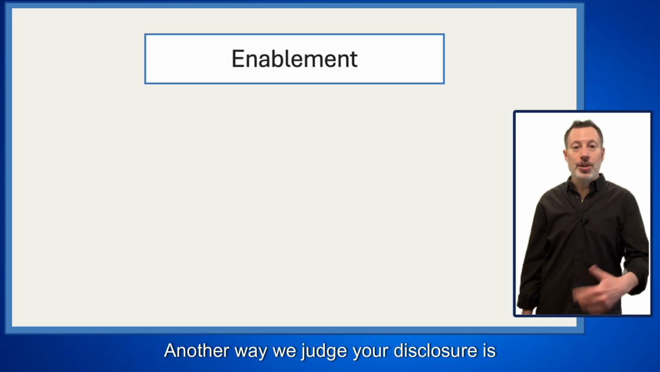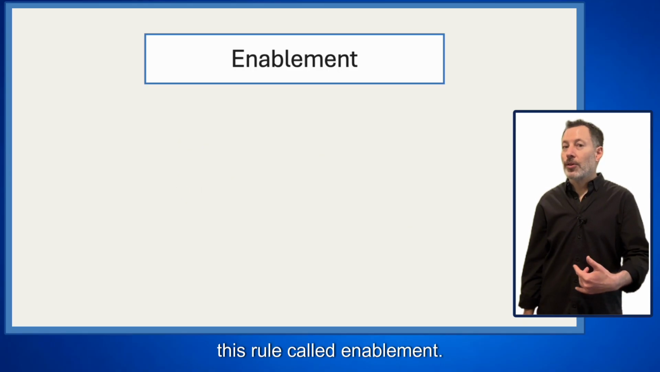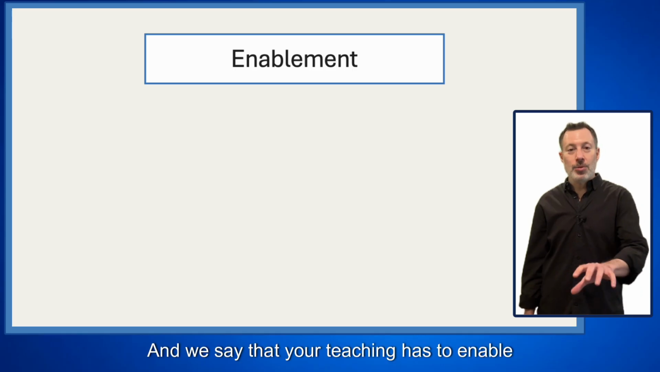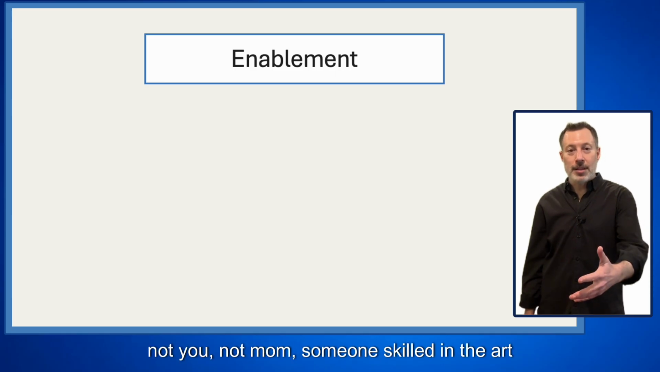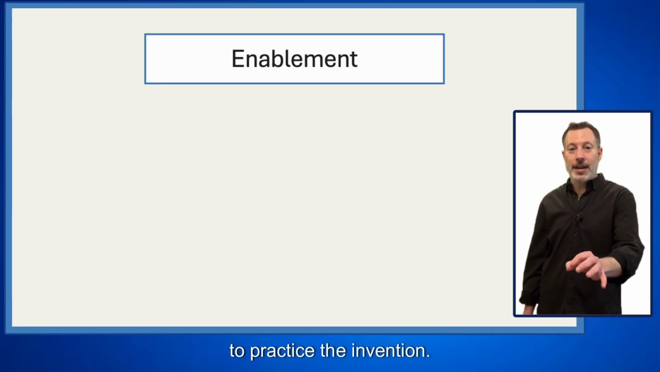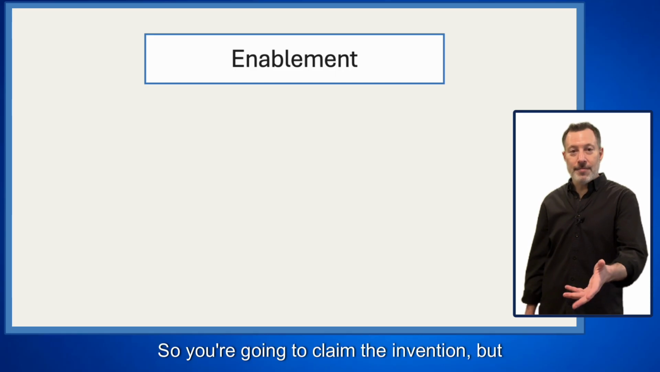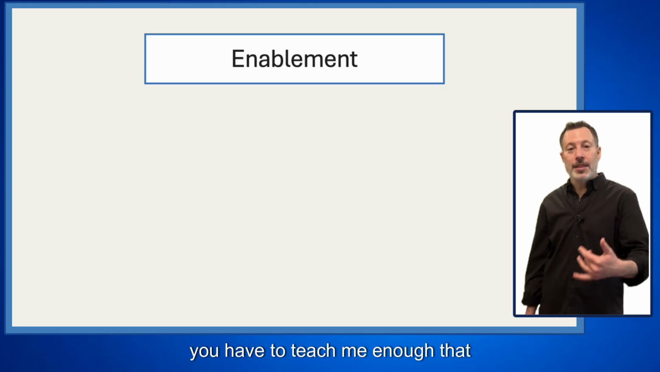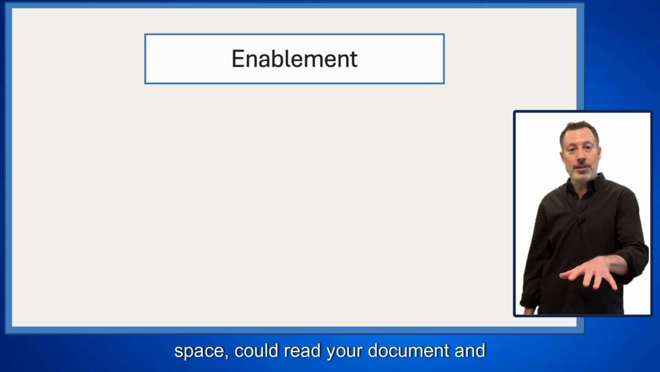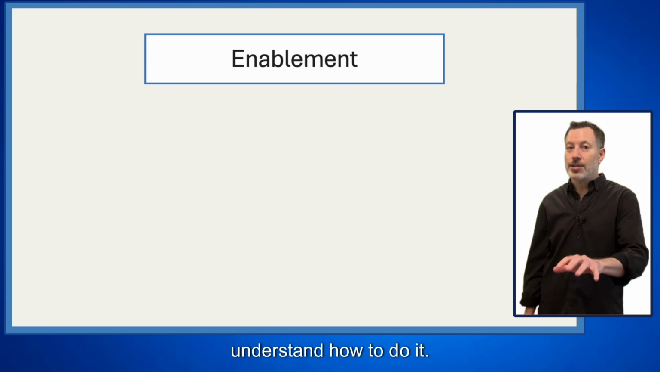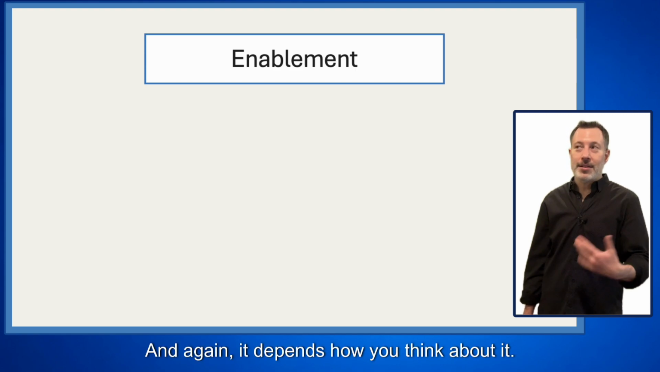Another way we judge your disclosure is this rule called enablement. And we say that your teaching has to enable someone skilled in the art, again, not me, not you, not mom, someone skilled in the art to practice the invention. So you're going to claim the invention, but you have to teach me enough that the right reader, an educated reader in the space, could read your document and understand how to do it. You've shown us enough.